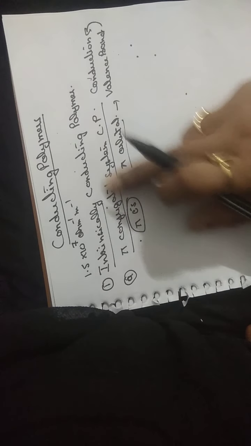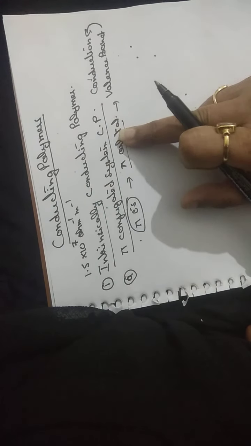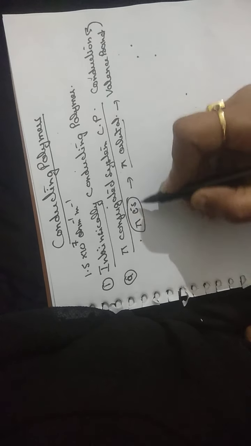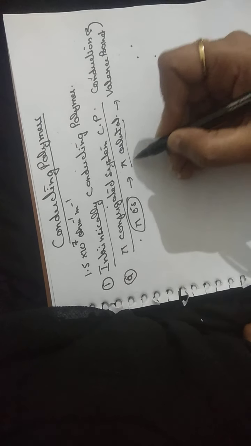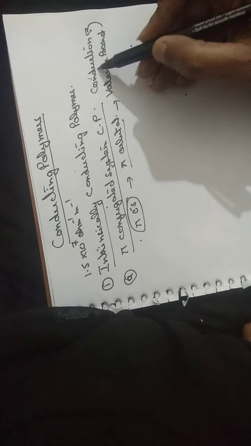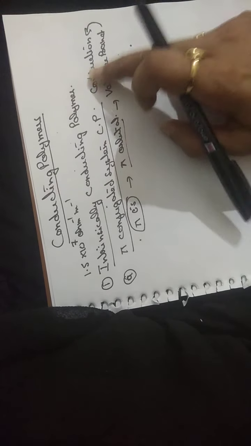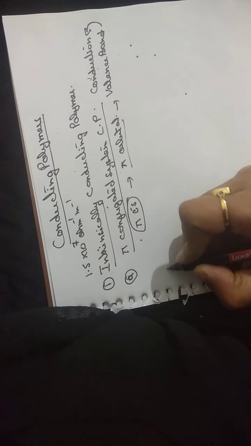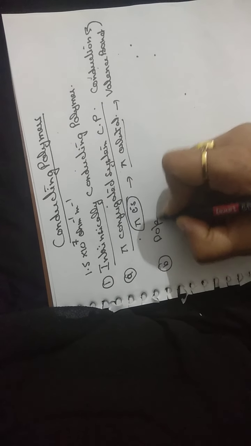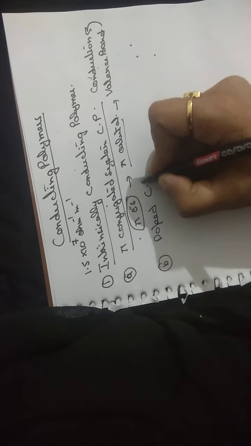How is it becoming a conductor? Because such polymers have pi electrons. If they have pi electrons, they will have pi orbitals, and these pi orbitals overlap over the entire chain of the polymer, forming a valence band and a conduction band, and because of the formation of these two bands, they will start conducting. The second type of intrinsically conducting polymer is the doped conducting polymer.